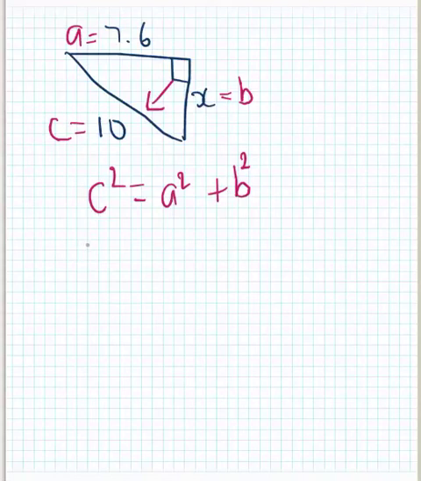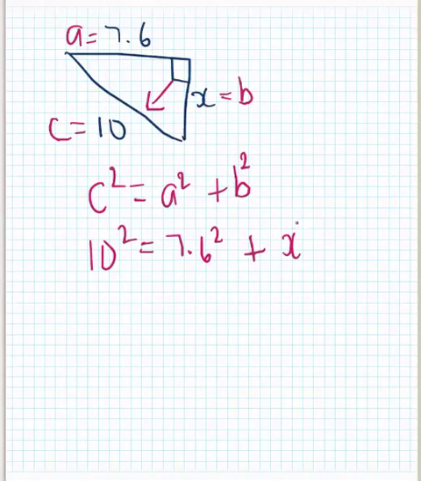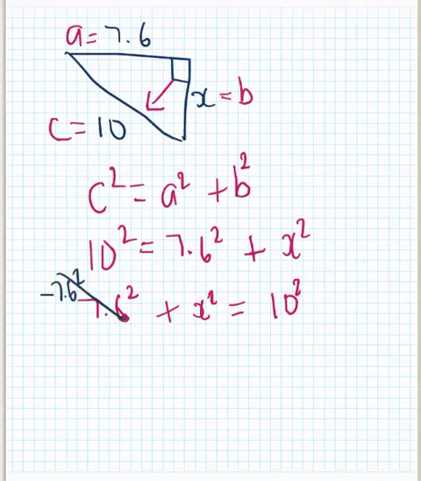So C is now 10 squared, A is 7.6 squared, plus, instead of B, we'll use an X. So it's still a variable that we're trying to solve, but we'll stick with the question's variable. And now we just solve this. Because I don't like my X on this side, I'm going to rewrite it. So I have 7.6 squared plus X squared equals 10 squared. I have not changed anything. Now I'll minus the 7.6 squared, it's positive, and minus 7.6 squared. So I'm left with X squared is equal to 10 squared minus 7.6 squared.